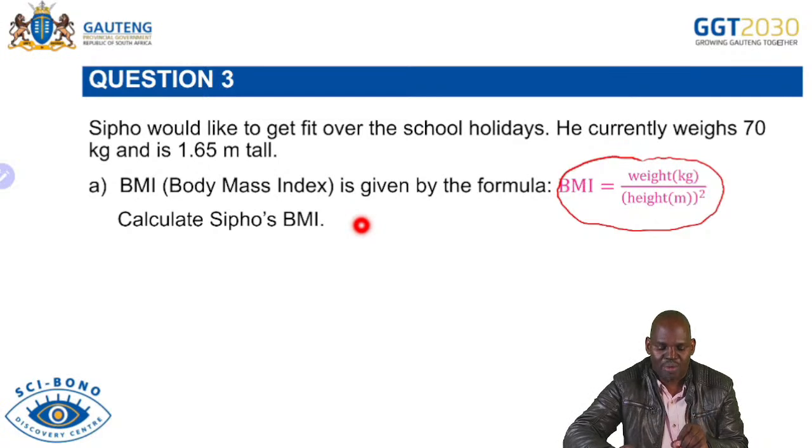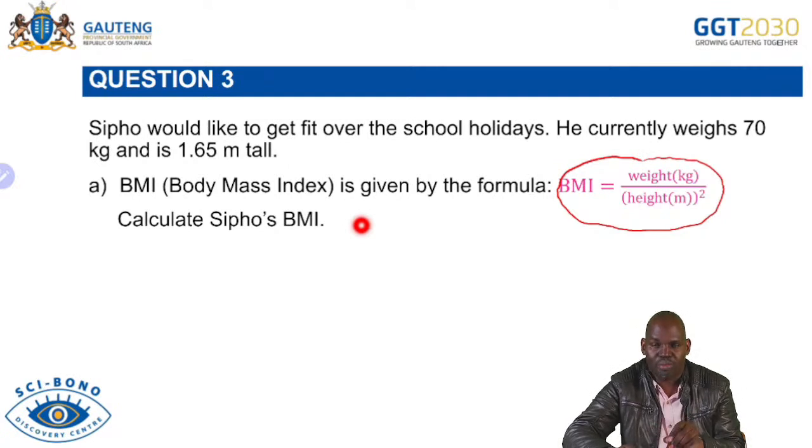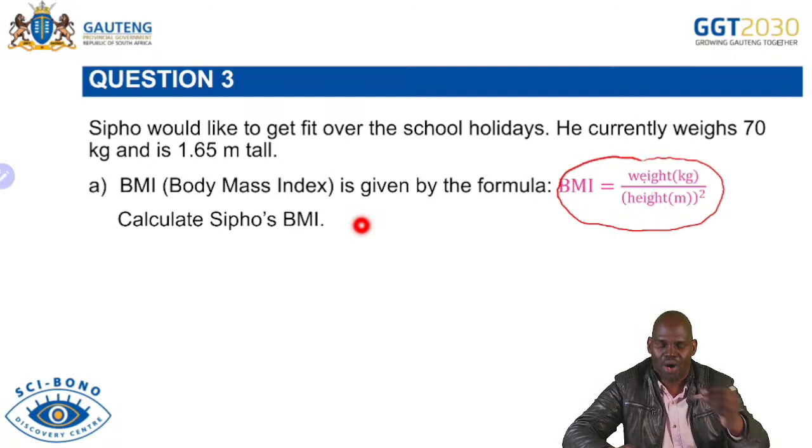If they ask you to calculate BMI, there should be somehow the value of weight and height given. And then we have to make sure that the value of the weight is in kilograms, and the value of the height is in meters. Okay, sometimes they can ask you to calculate the weight, right? If you have to calculate the weight, it means the value of the BMI and the value of the height must somehow be given.